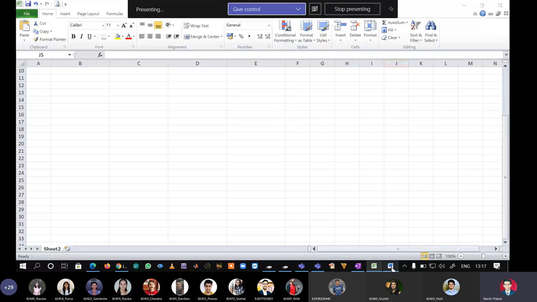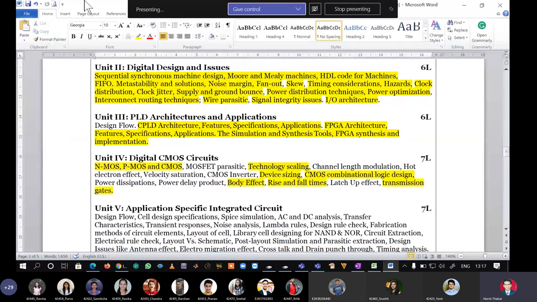Now, as far as the syllabus is concerned, I was planning to finish body effect, but somehow I spent more time, but it was worth. I think so we'll be able to wind up unit number 4 next week.